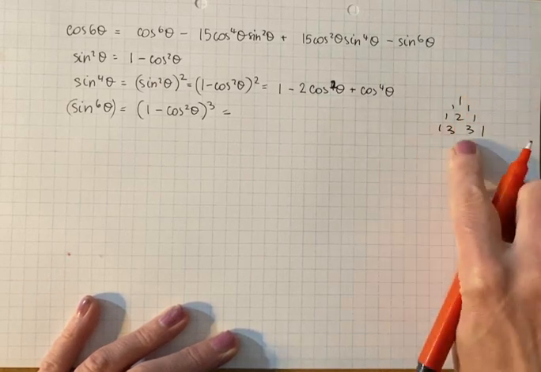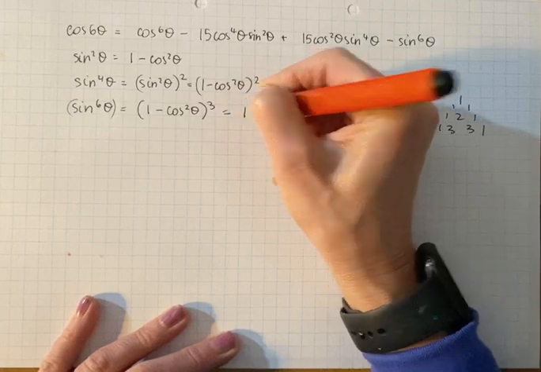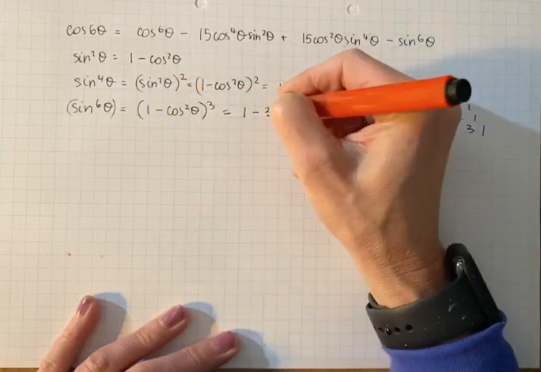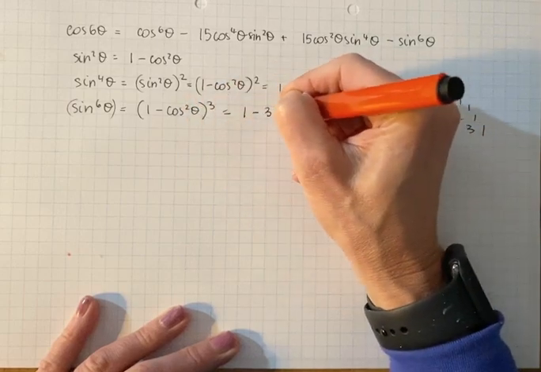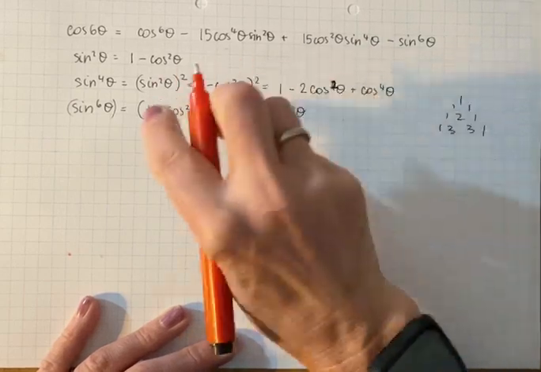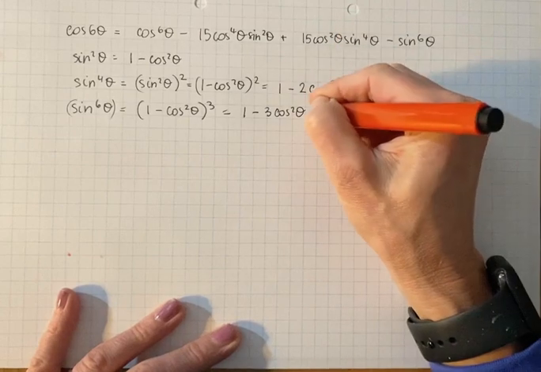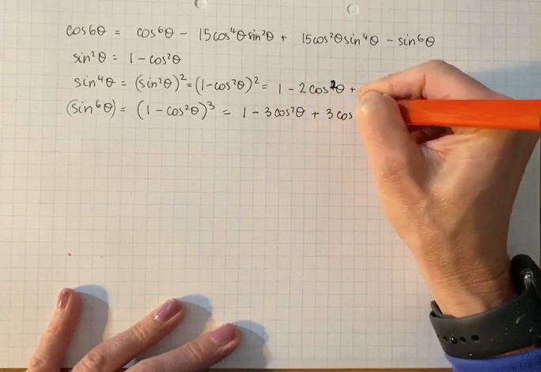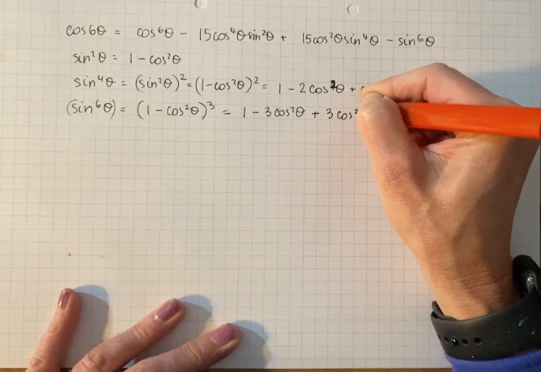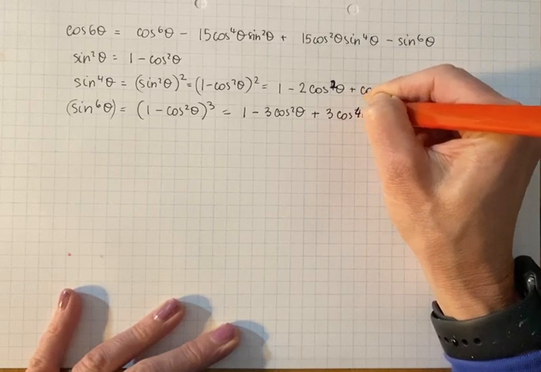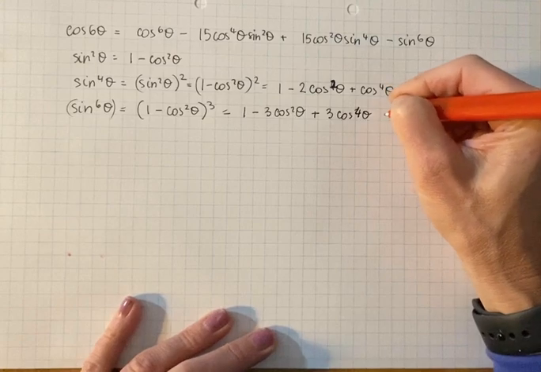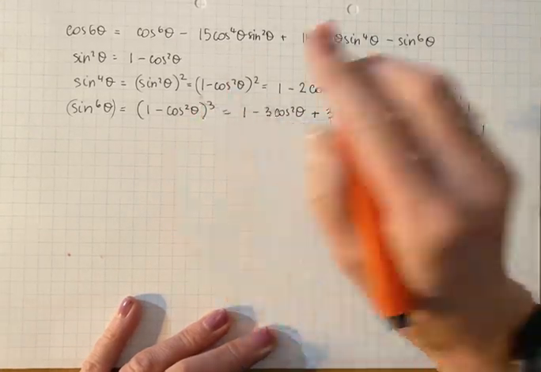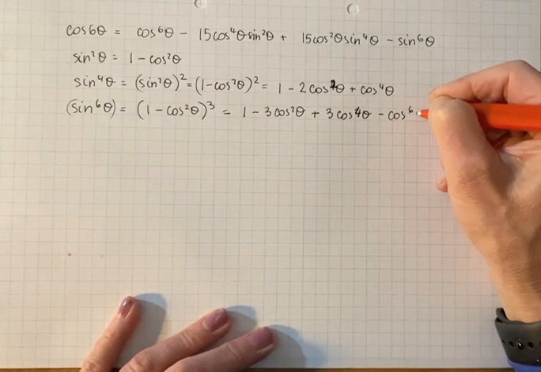There you go, so it's 1, 3, 3, 1, so it's 1 minus 3 times 1 squared times cos squared. How you expand it is up to you; you can just choose 3 brackets. The next one is going to be plus 3 times cos squared twice, which takes you to cos to the power of 4 theta. And then finally, you're going to get minus cos squared theta cubed, so cos to the power of 6 theta.